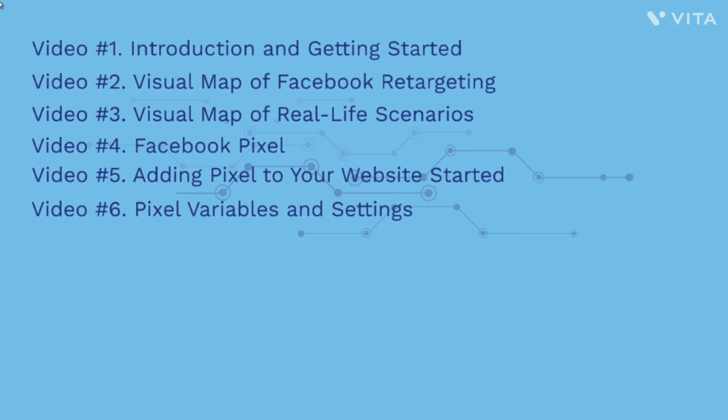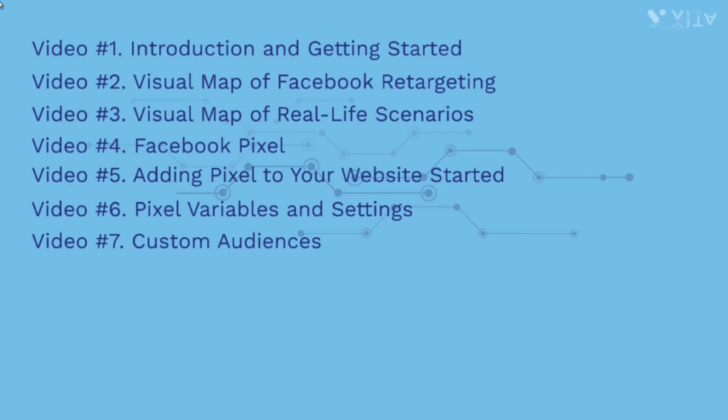Video number 6, we'll talk about pixel variables and settings, otherwise known as standard events, such as how do you tell Facebook that somebody has landed on your page, somebody has converted into a lead, somebody has added the product to their shopping cart. Maybe you want to find people who have added things to the cart but have not yet purchased, so that you can show an ad to them, remind them that they are interested in that purchase, and perhaps give them some sort of discount as well.